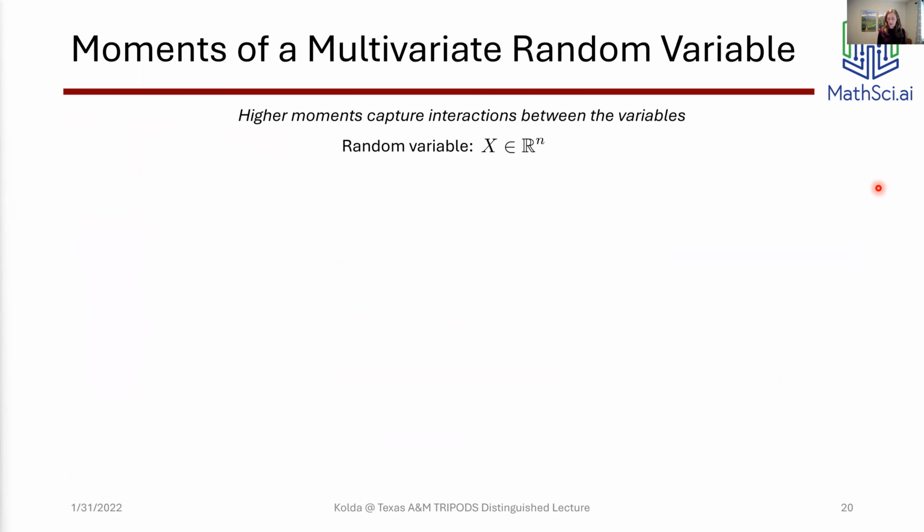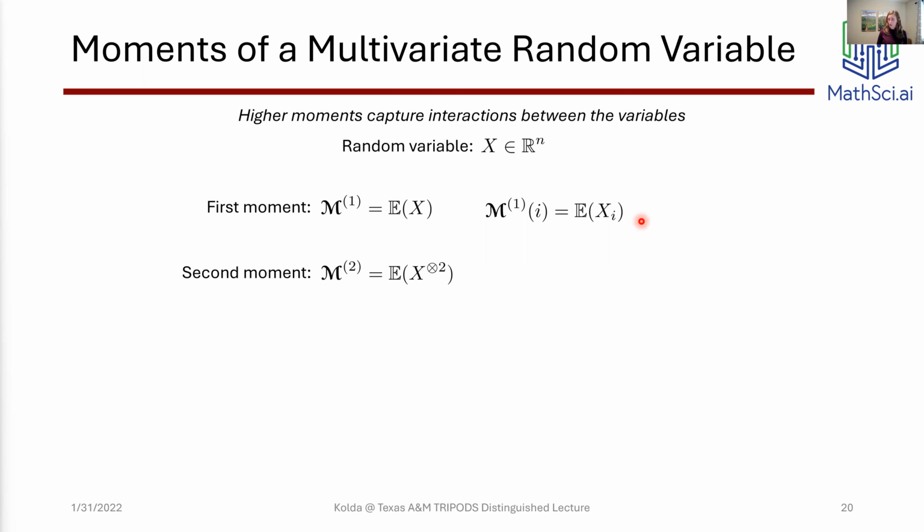I want to talk first about moments of random variables. Moments capture interactions between the variables. What do I mean? If I have an n-dimensional random variable, you can calculate its first moment, which we'll denote as m to the 1. The first moment is just the expectation of the random variable, so that's just the mean. The ith entry of the first moment, which is a vector, is the expectation of the ith entry of the random variable.